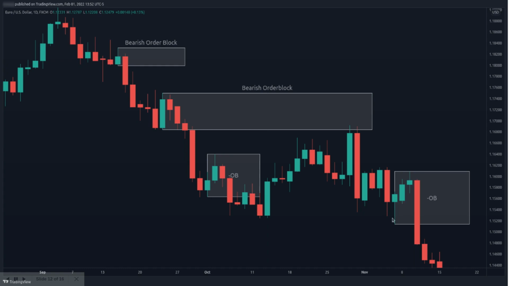And here's another example. 1, 2, 3 up close candles. Very important, they have to be the same type of candles. So you have 1, 2, 3 up close candles, and they are engulfed by this single down close candle. That becomes your bearish order block.